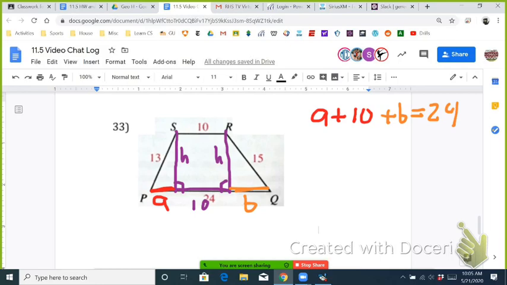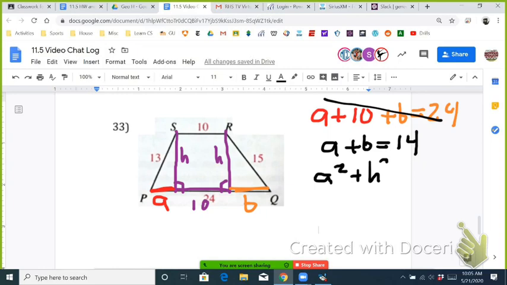So if we solve for A and B, we get that A plus B is equal to 14. So that's one equation that we have in terms of A and B. But we have three variables, which means we need three equations. So our second equation, we can use the Pythagorean theorem. A squared plus h squared is equal to 13 because we have a little right triangle right here.